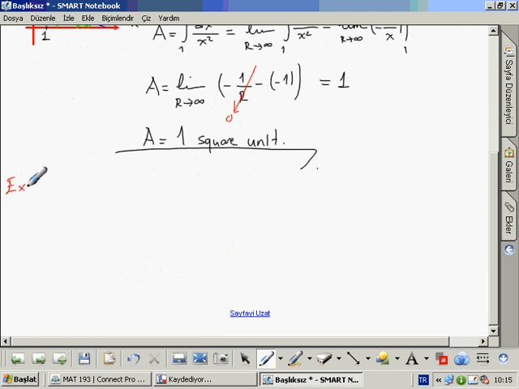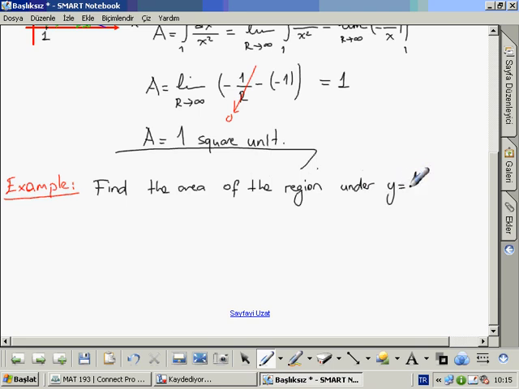And continue with another example. Let's continue with another question: find the area of the region under y equals 1 over x, above y equals 0 and to the right of x equals 1.